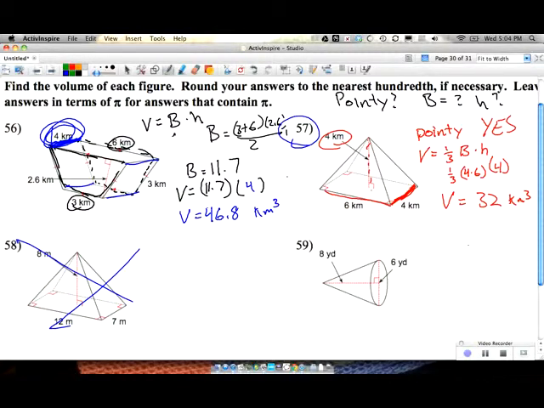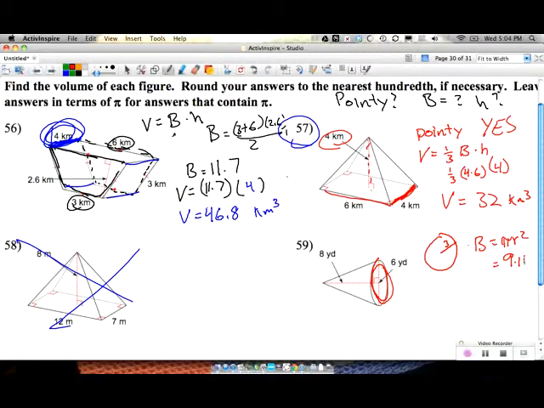Okay, number 59 is similar to each of those, but it's got a slight difference. The slight difference is that it's got a different shaped base. And the base here is a circle with a radius, or is that a diameter? That's a diameter of 6. That means the radius would be 3. That means the area of the base is going to be pi r squared, which in this case is 9 pi. So that's the area of my base.